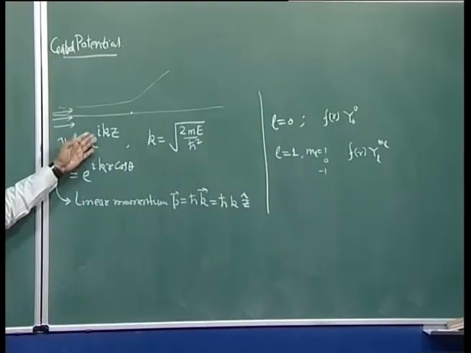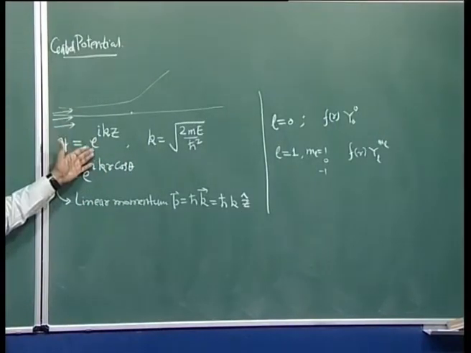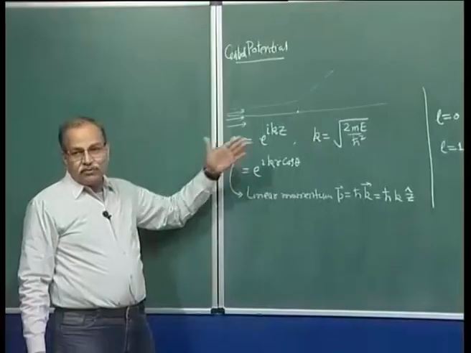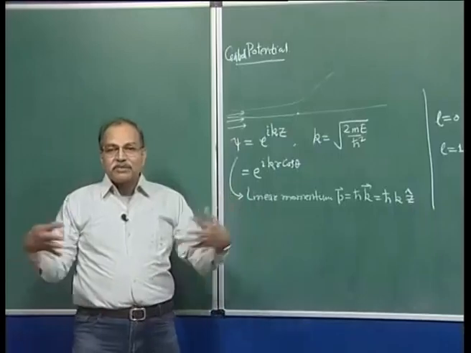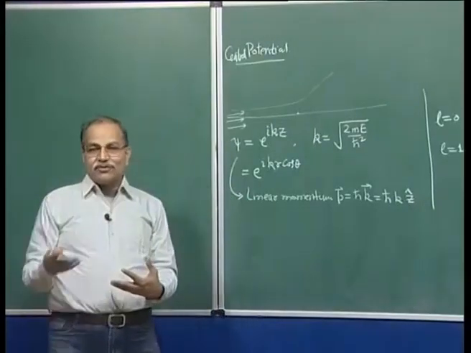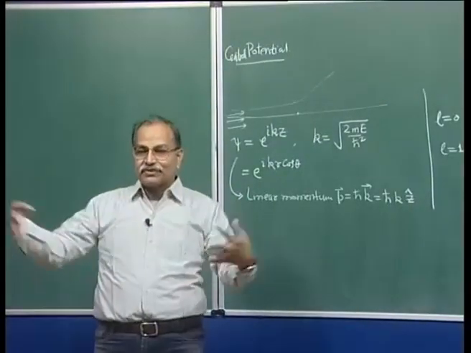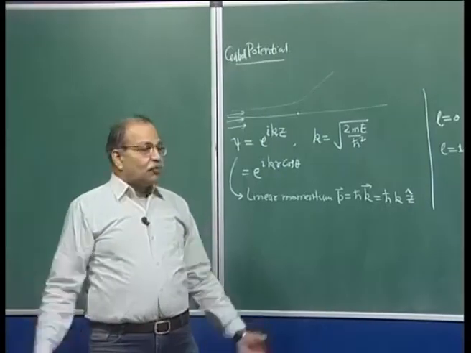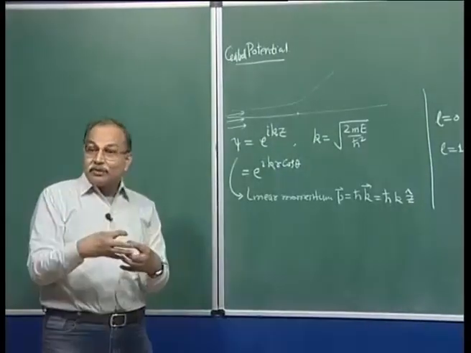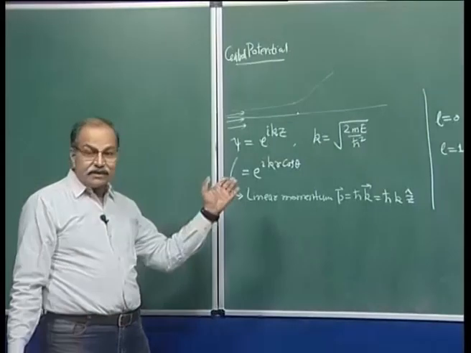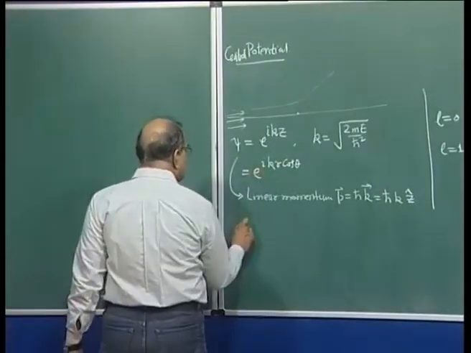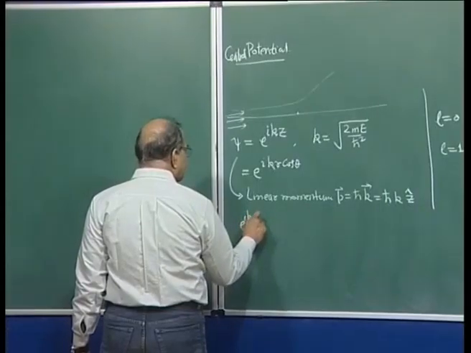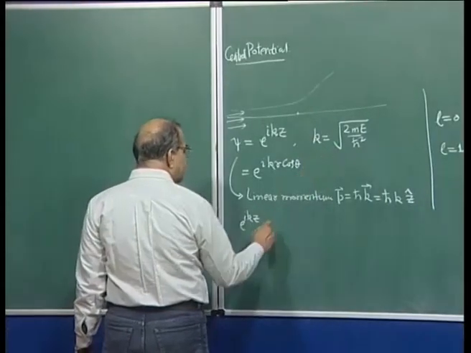So, it does not have a fixed angular momentum, it is not L equal to 0, it is not L equal to 1, it is not L equal to 2, but it is a superposition of L equal to 0, L equal to 1, L equal to 3, L equal to 4 and so on. So, in what proportion do I superpose them to get that? So, that expansion can be done, and when you do that, this e to the power i k z can be written in terms of this.